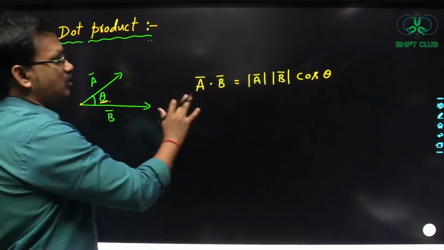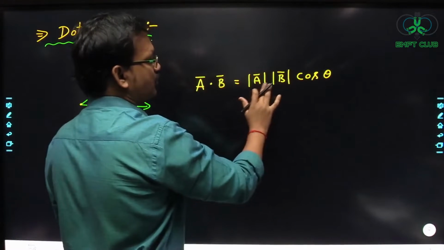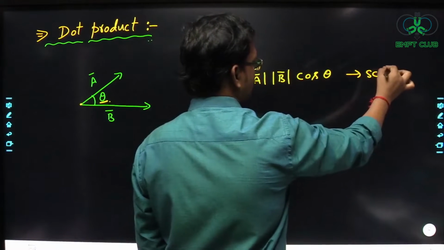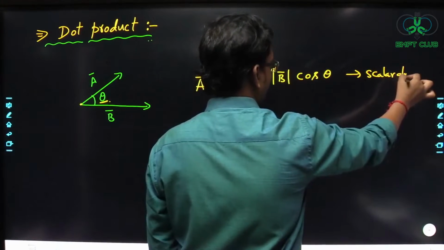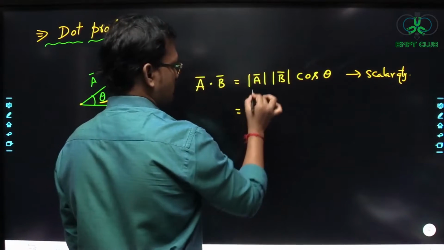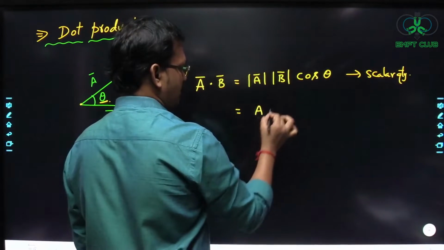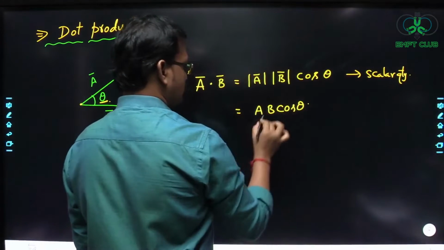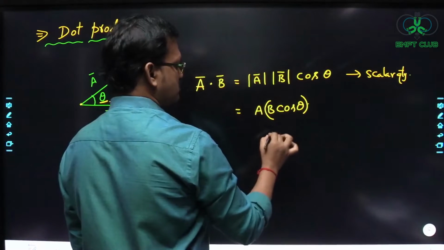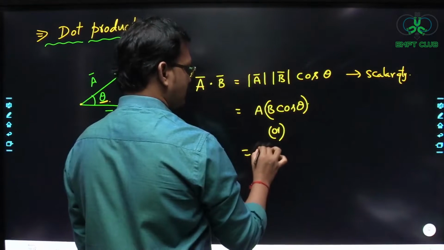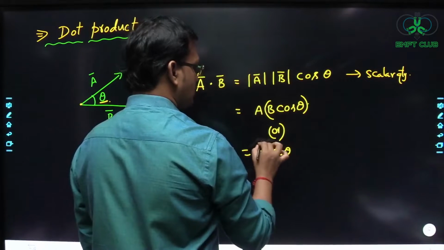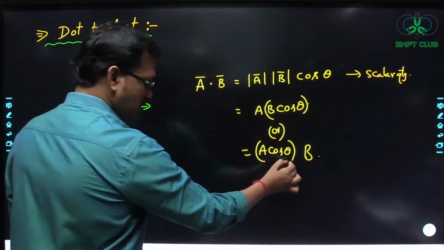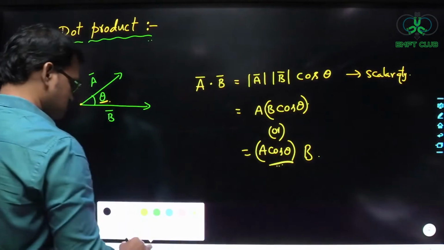Okay, so a bar dot b bar is equivalent to magnitude of a bar into magnitude of b bar into cos theta. So this resultant is nothing but a scalar quantity, right? So now you can write this as: I can simply write this magnitude as a, this magnitude as b, multiplied by cos theta. So here I can write it as a into b cos theta, or the same thing I can write as a cos theta into b, right? Now if you observe here, what is this a cos theta?